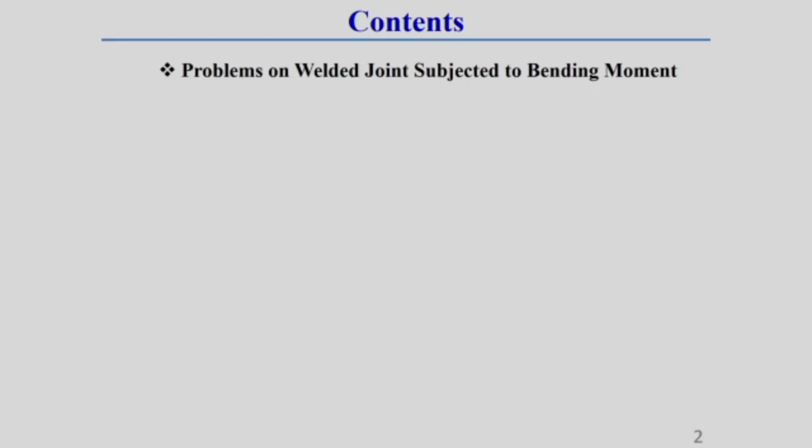So, this is the content of today's lecture, that means here I will solve some problems related to welded joint subjected to bending moment. In the last lecture I already discussed that to solve problems related to welded joint subjected to bending moment, we generally follow 4-5 different steps. What are those steps? I am explaining them a little here, after that I will go directly to the problems.